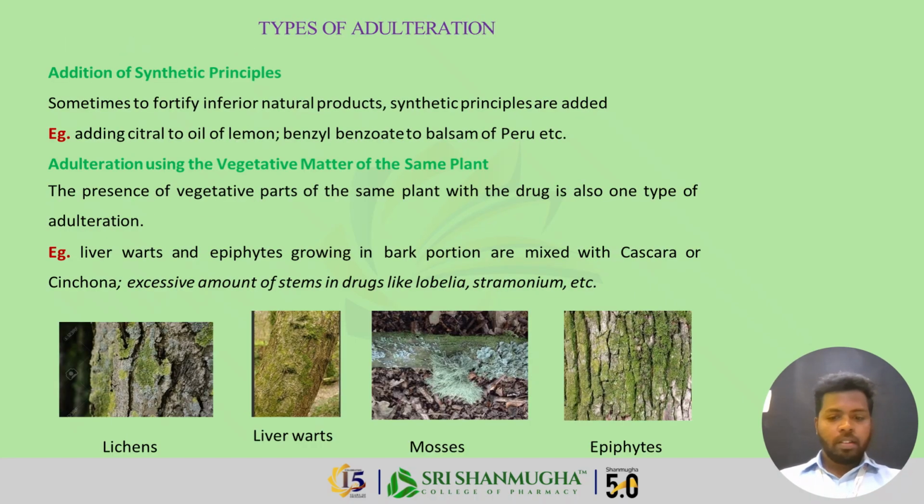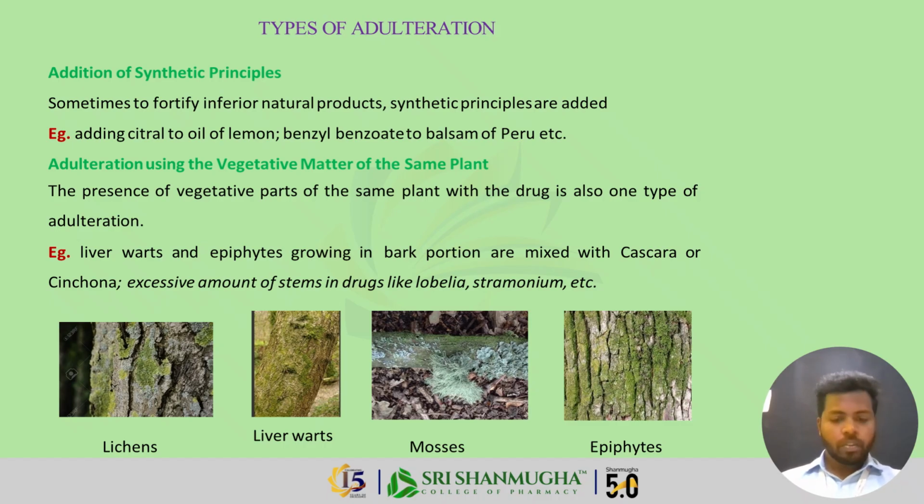So next is type 5, addition of a synthetic principle. In this type, synthetic chemicals are added to the natural drugs. You can ask why. It is to improve the smell, taste, and also chemical test results. For example, citral added to lemon oil, and benzyl benzoate added to balsam of Peru. The drug may smell strong and appear genuine, but it is no longer purely natural. Sometimes these synthetic chemicals may cause irritation, allergy, toxicity, or other side effects. So this type is dangerous in the long run.